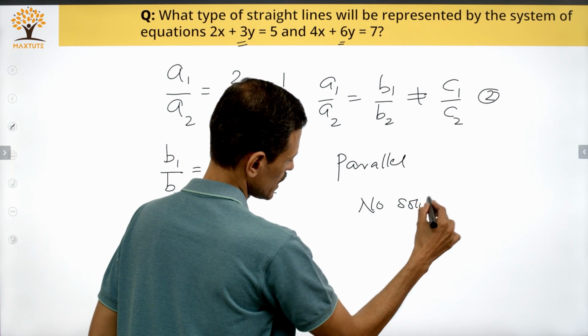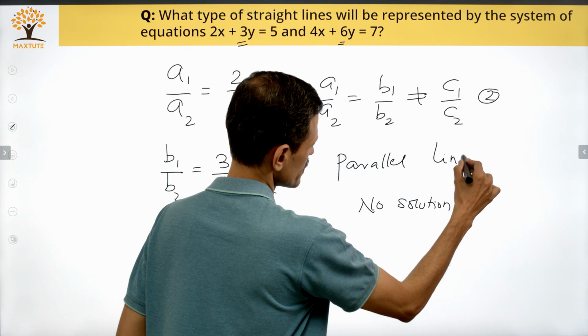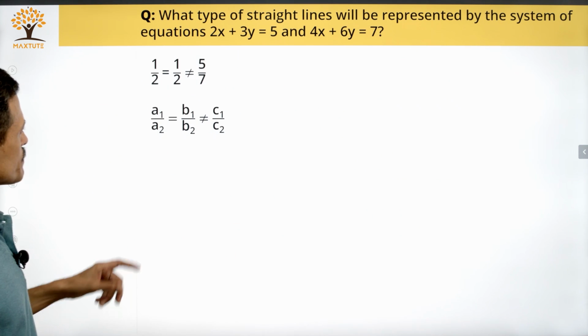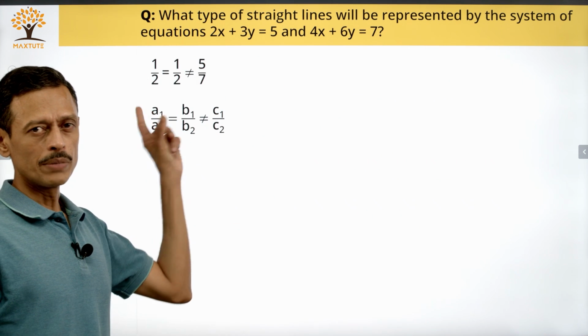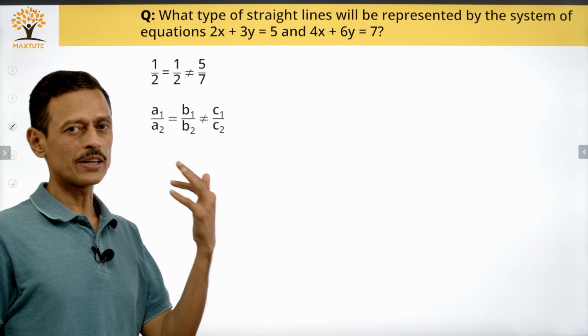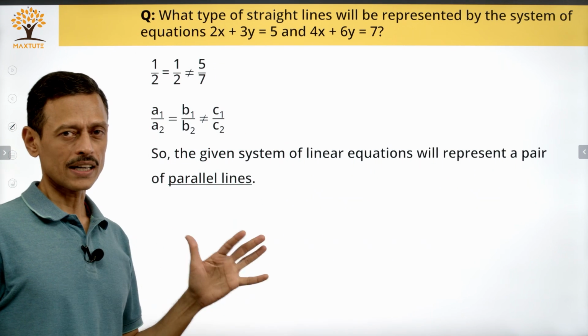The question has not asked us about it. The question has asked what kind of lines. So, these 2 equations represent a pair of parallel lines, right? Quickly summarize it in a printed form. We are computing a1 by a2, b1 by b2, c1 by c2. It turned out that a1 by a2 equals b1 by b2 is not equal to c1 by c2. So, these 2 equations represent a pair of parallel lines, right?